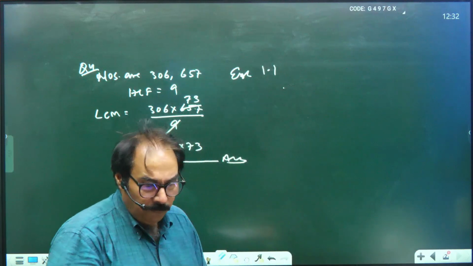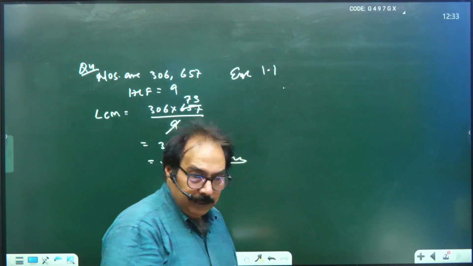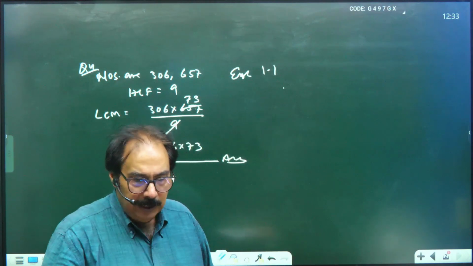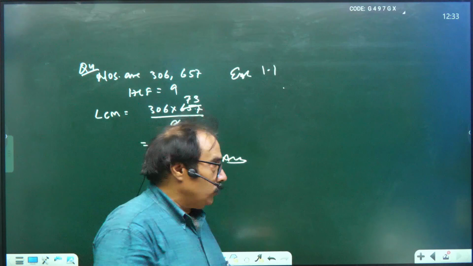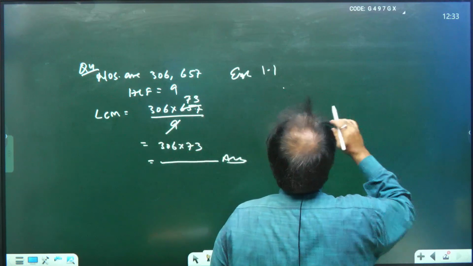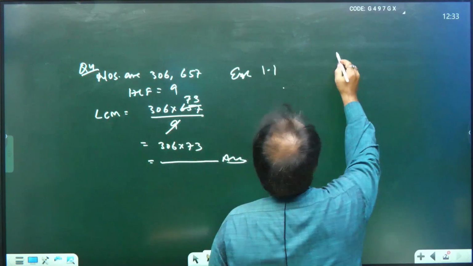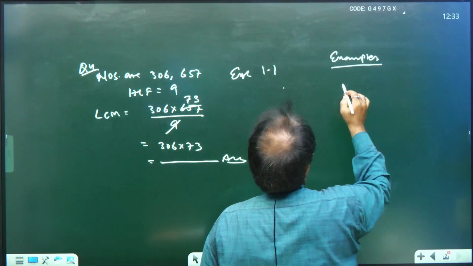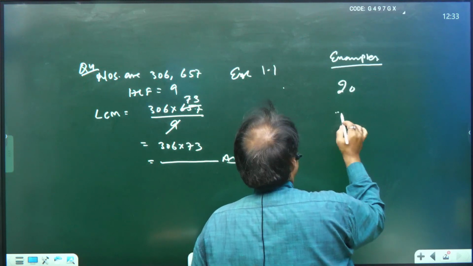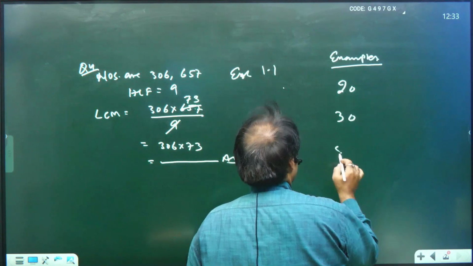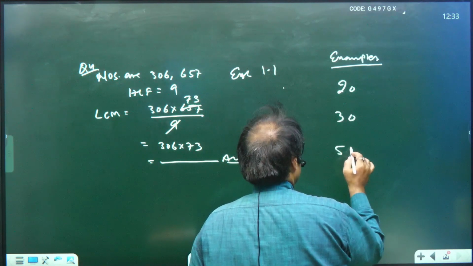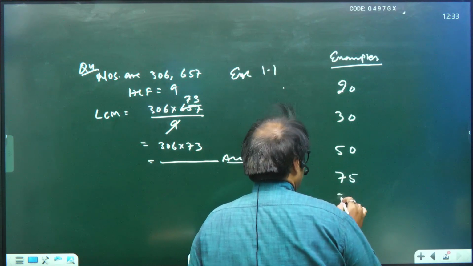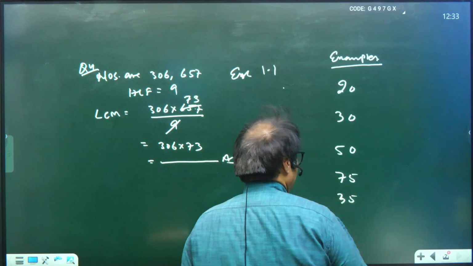Question number 5. Check whether 6 to the power n can end with the digit 0 for any natural number n. So before going to this question, I would like to give some examples. Suppose here the number is 20, here the number is 30, here the number is say 50, okay, and then 75 or then 35.